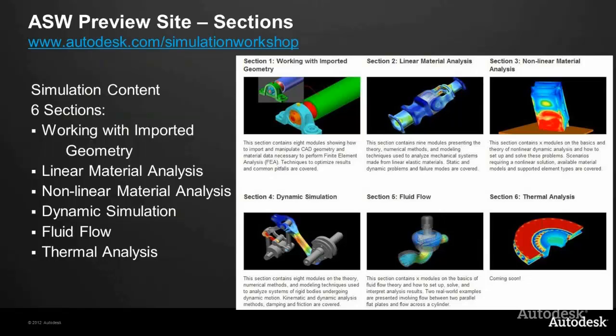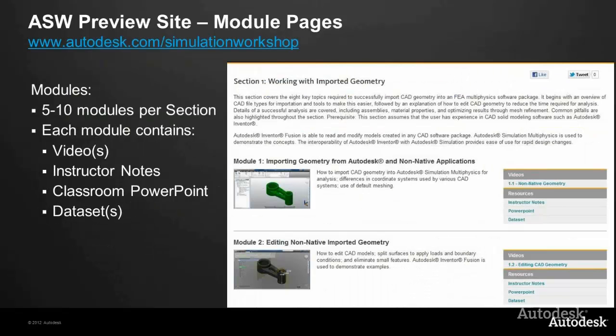analysis. Right now, you'll see that for some of the sections the content is up, and for some the material is still being posted. So you'll also see some coming soon placeholders there. Again, it's the preview site. Within each of those 6 sections, there are 5 to 10 modules. So here's an example of a module page.